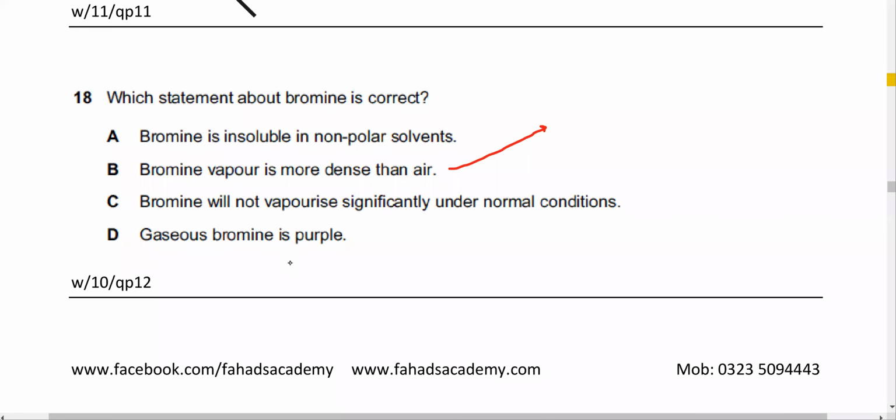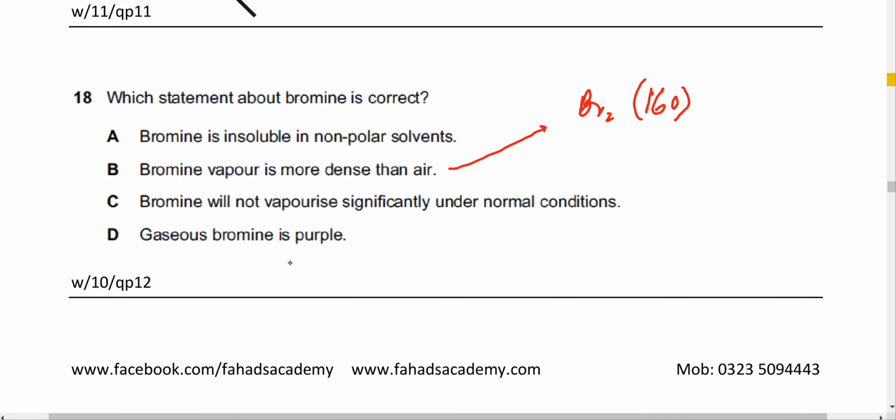So this is definitely correct because bromine is a pretty heavy molecule. It has an MR of 160. All gases occupy the same volume, so having a really big mass is definitely going to make it heavy. The average MR of air is around 29 because it's mostly nitrogen. Nitrogen is 28, and the rest is oxygen, so that's 32. So if you average air out, that would be around 29.